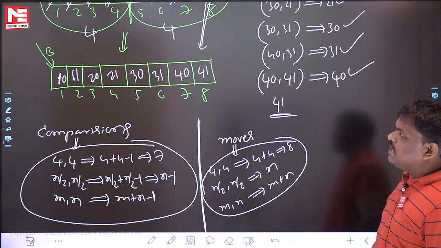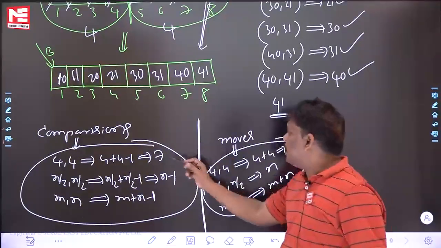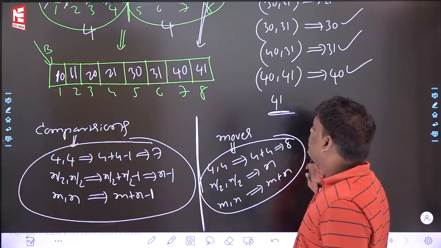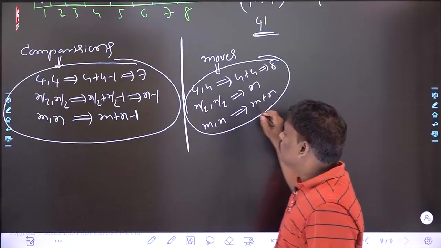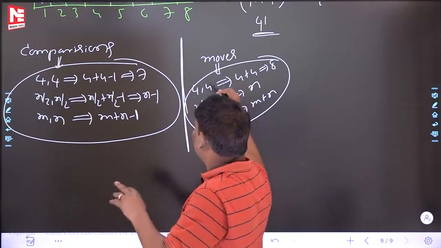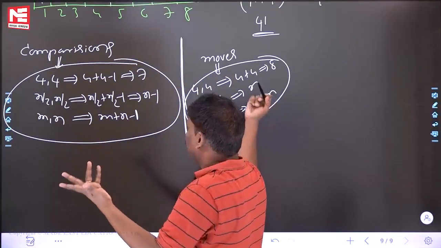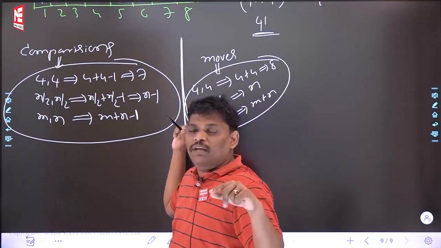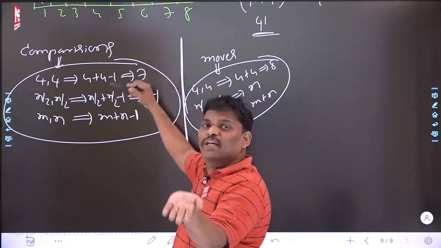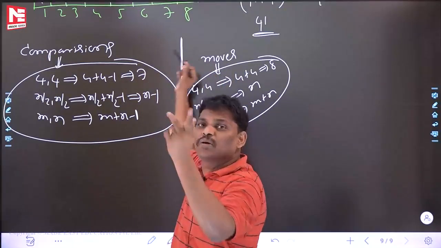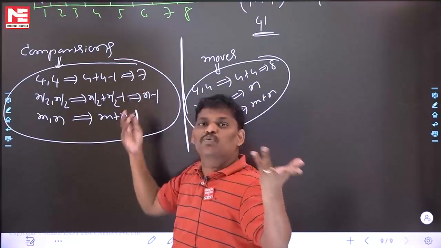Merge algorithm is going on. These many comparisons, these many moves. Whenever merge algorithm is going on, compare, move, like that. What is the meaning? You will compare and whichever is the winner, you move. Comparison and moves only are going on.